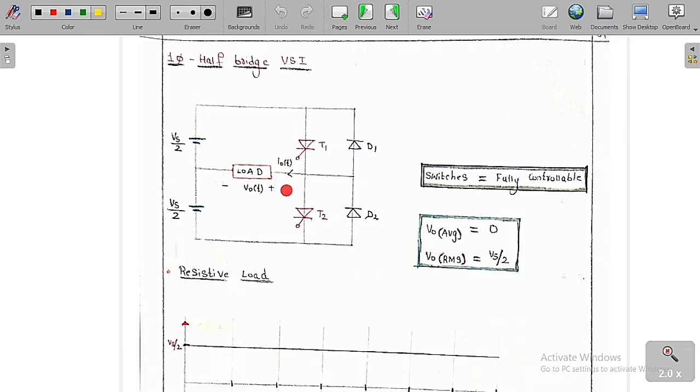Let me assume the output voltage is plus or minus V naught of T and the output current is I naught of T.